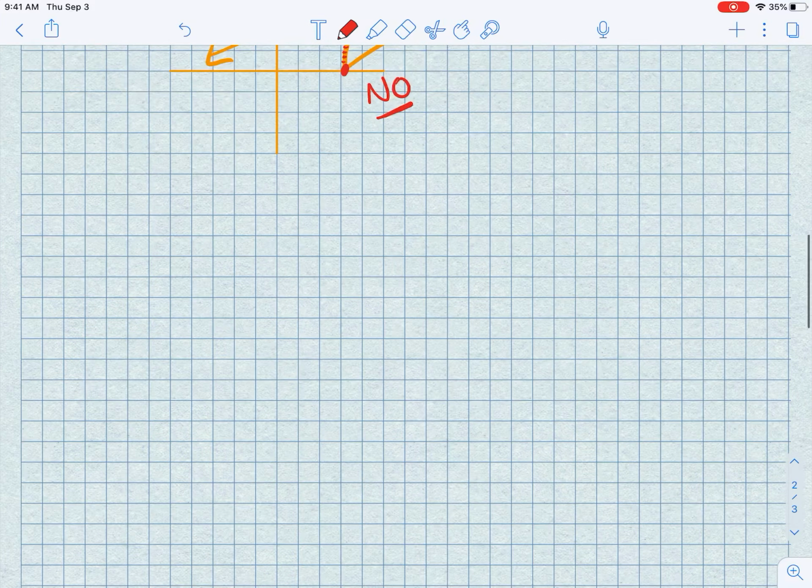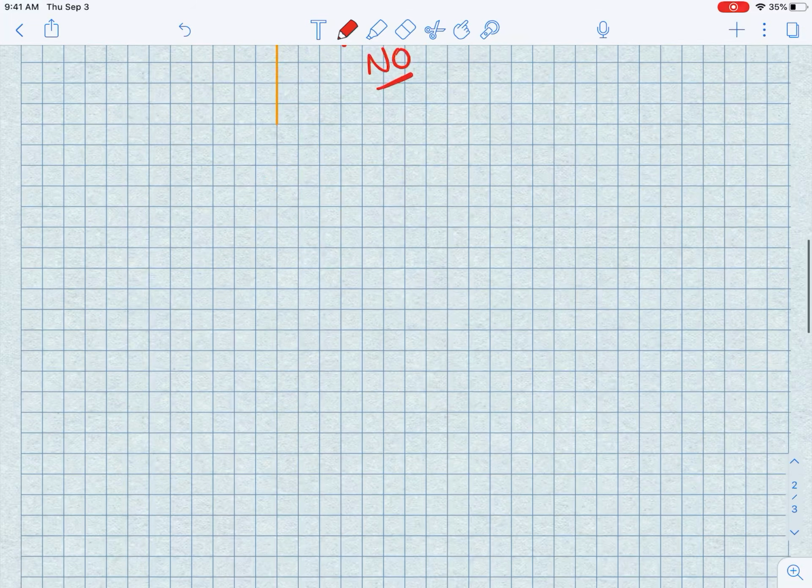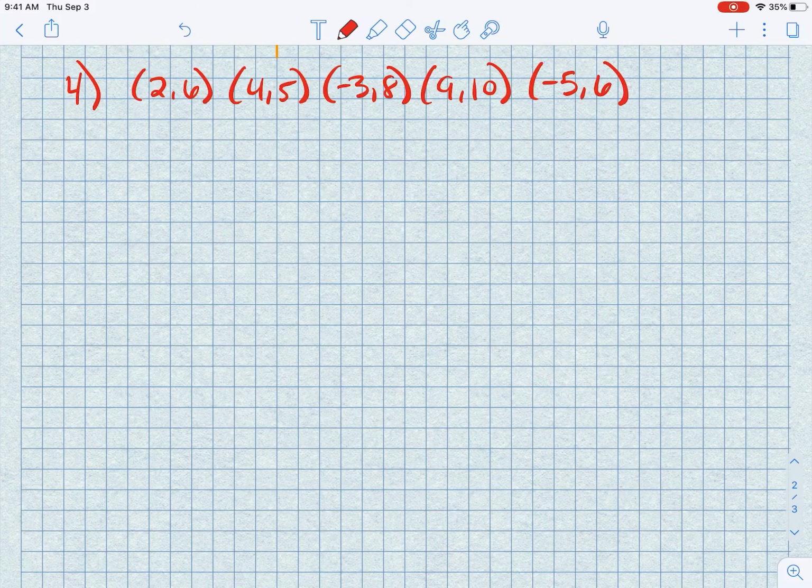So let's look at one like that. So let's see, that was number 3. I forgot to number, sorry about that. So this would be number 4. So number 4, I'm going to give you a list of points. We have (2, 6), (4, 5), (-3, 8), (9, 10), and (-5, 6). So we've got a bunch of points here.